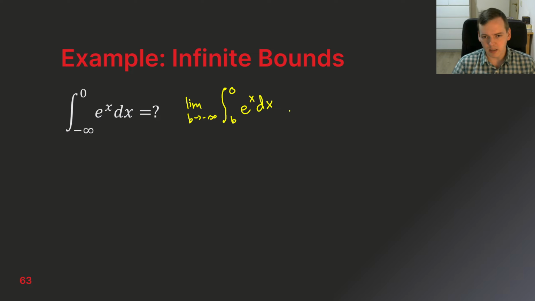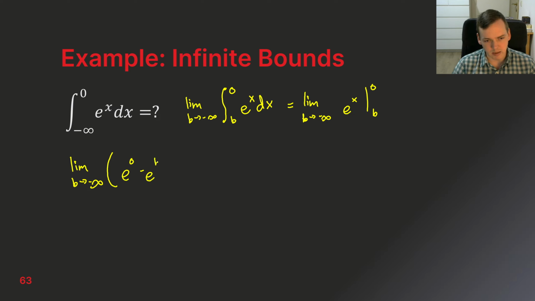So the integral of e to the x, limit as b approaches negative infinity. The integral of e to the x is e to the x, and then we put in our bounds, from b to 0. So we have the limit as b approaches negative infinity of e to the upper bound of 0 minus e to the b. E to the 0 is 1, and e to the negative infinity is going to be 0. So this is equal to 1 minus 0, which is 1.